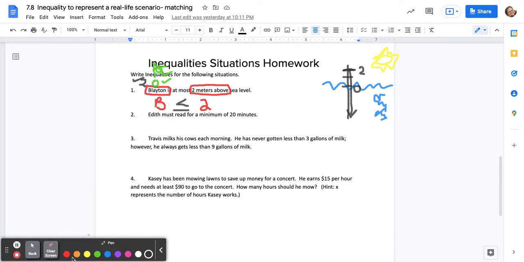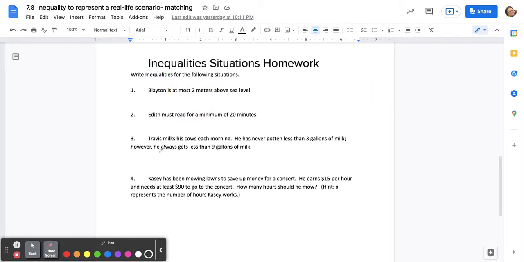All right, let's look at this second one. Edith must read for a minimum of 20 minutes. I'm going to clear this section so we have some more space. Edith must read, so we're comparing Edith's reading time. She must read for a minimum of 20 minutes. We know we have an E and a 20 that we're comparing. Now, which one is bigger?